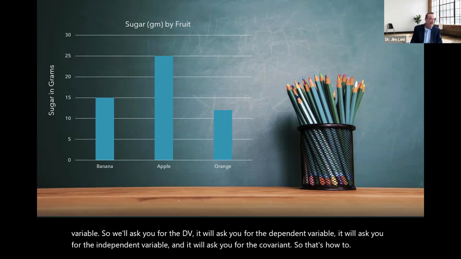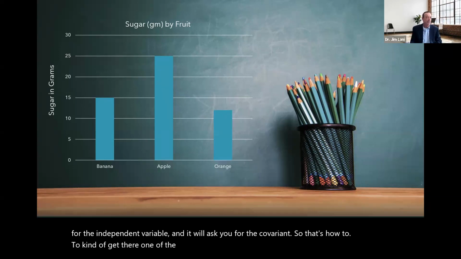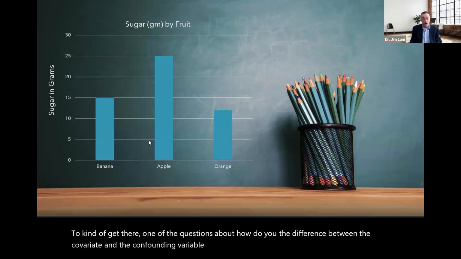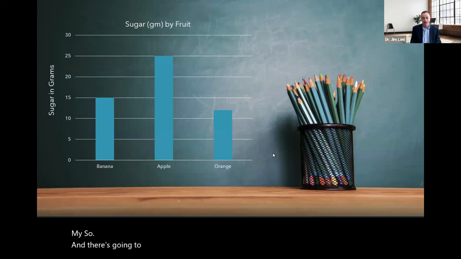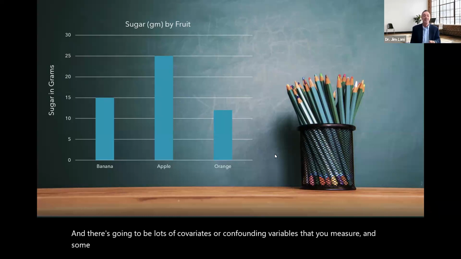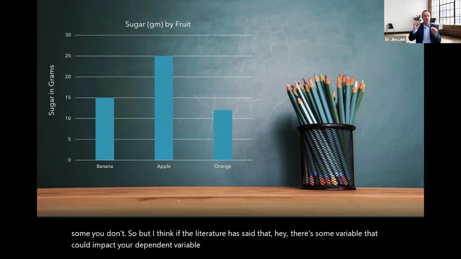One other question about the difference between a covariate and a confounding variable. I think covariates are confounding variables. There's going to be lots of covariates or confounding variables that you measure and some you don't. But I think if the literature has said that, hey, there's some variable that could impact your dependent variable, you may want to consider controlling for that.